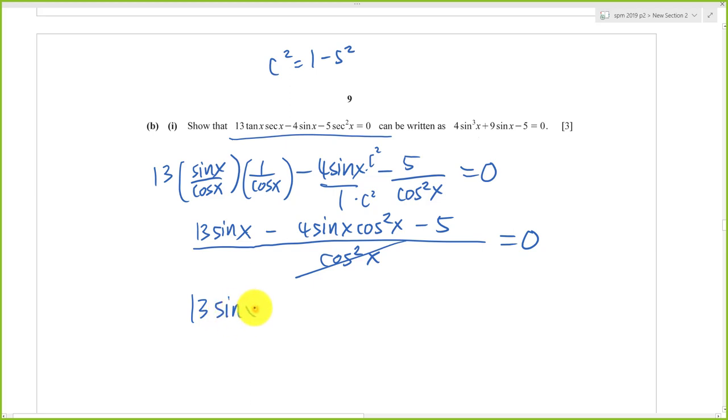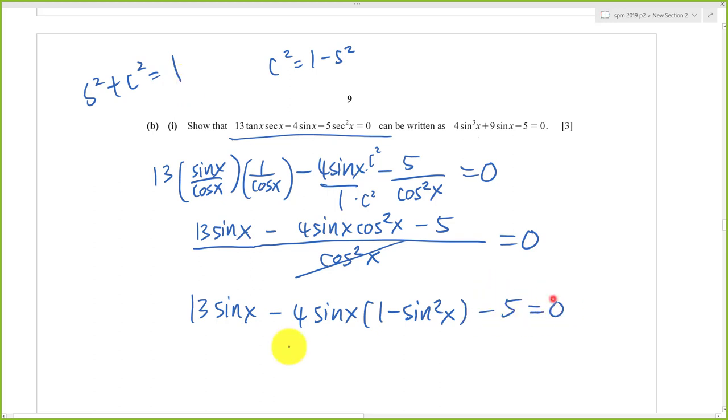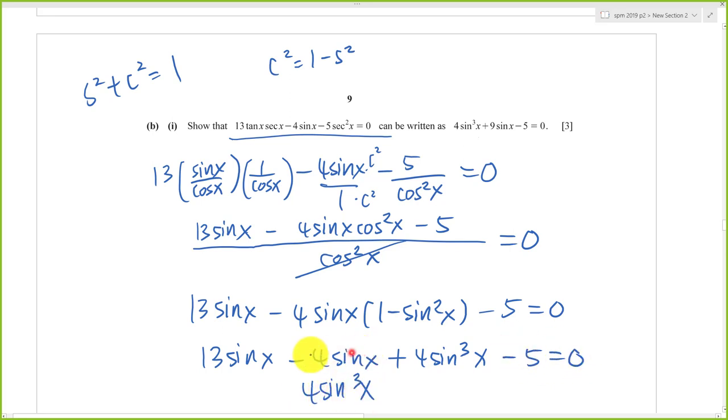Like what I said just now, if you see the cos squared x here, you can basically change it to 1 minus sine squared x, right? Because we have a formula, sine squared plus cos squared equals 1. If you're not sure about this formula, you can flip back to the first page. You will see that. Yeah, this is 13 sine x. This one will be minus 4 sine x plus 4 sine cubed x minus 5 equals 0. Then I have 4 sine cubed x. This one, I will get 4 sine cubed x plus 9 sine x minus 5 equals 0. They asked us to show, right? Then I will write shown here.